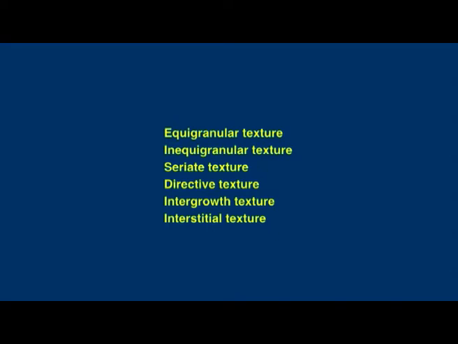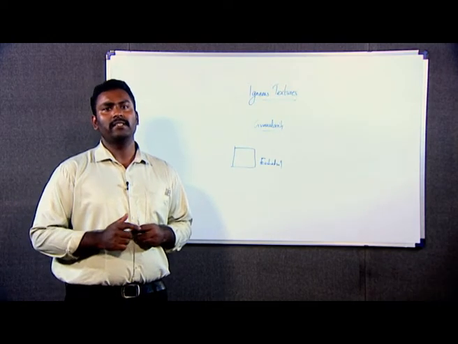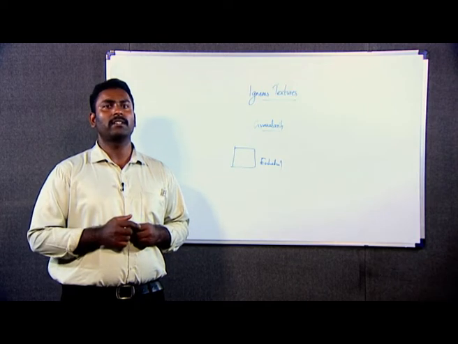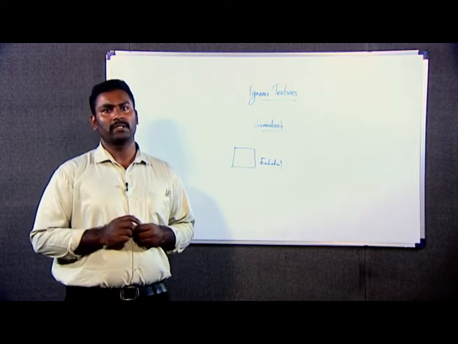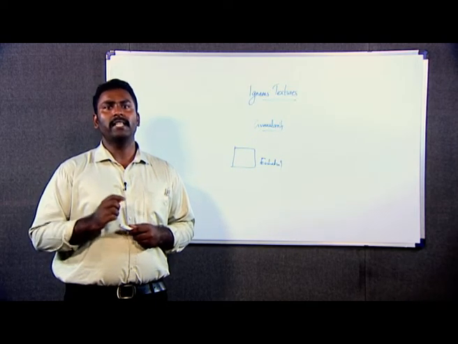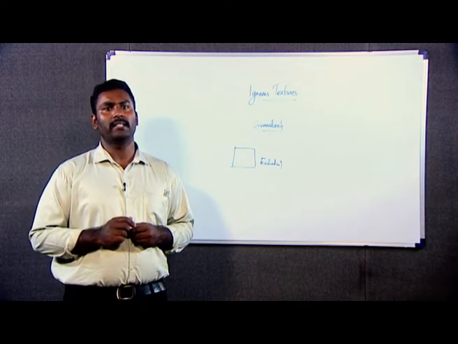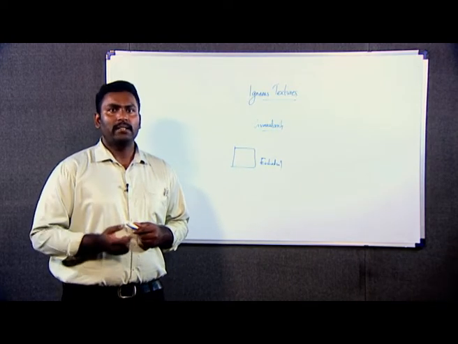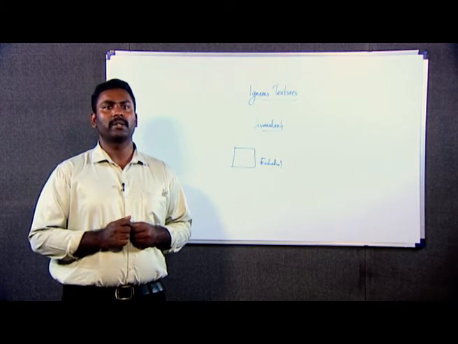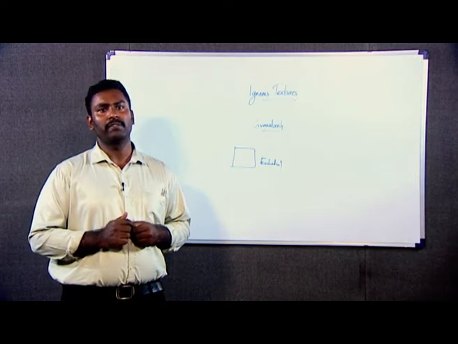The first one is equigranular texture. Equigranular textures are those textures in igneous rocks where the majority of the grains are of equal grain size. On the basis of the shape of the crystal plus the equigranularity, the textures of the igneous rocks are divided. If the equigranular igneous rock has euhedral shapes of crystals, then that texture is known as panidiomorphic texture, which is shown by the typical rock lamprophyre.